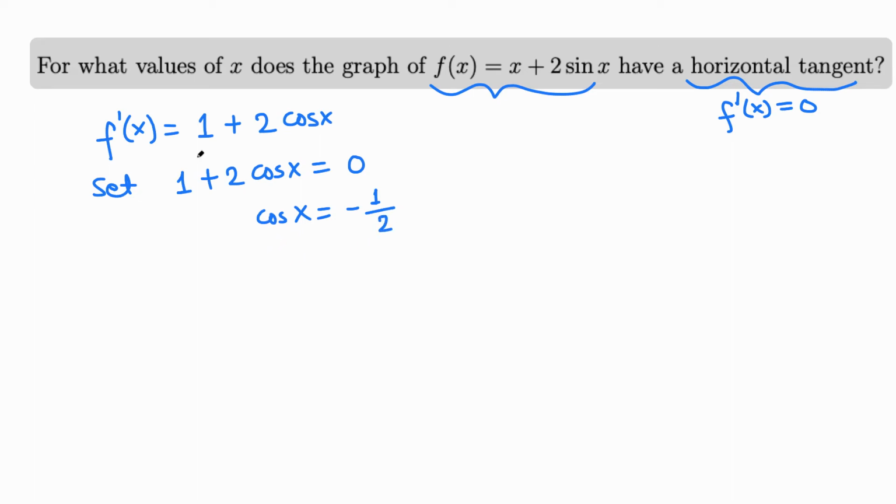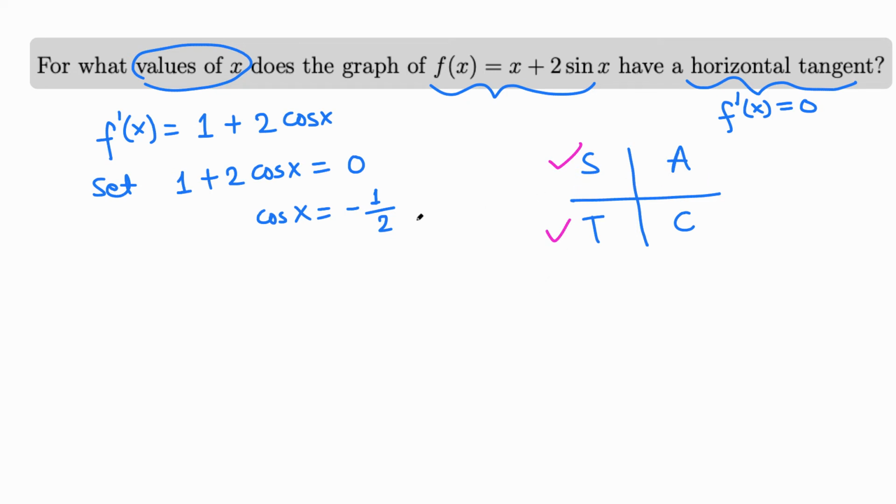Now we need to find the values of x, means here that x comes as an angle. Cosine x equals -1/2. So we want to look at the angles x whose cosine is -1/2. Okay, if we just look at one cycle, in one unit circle here, cosine is negative where? In second quadrant and third quadrant.